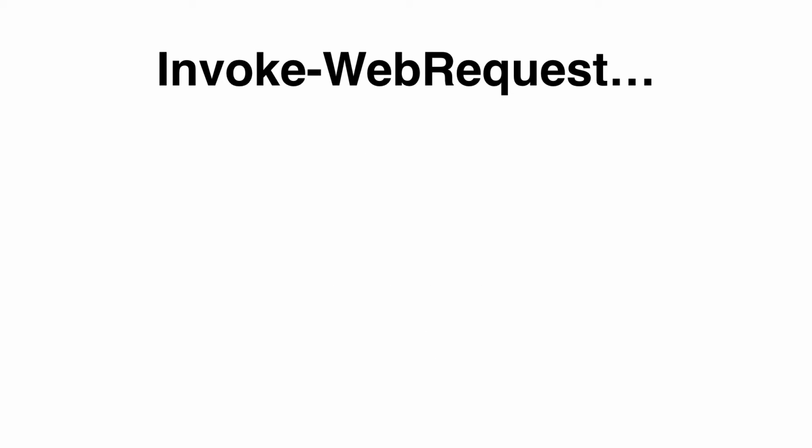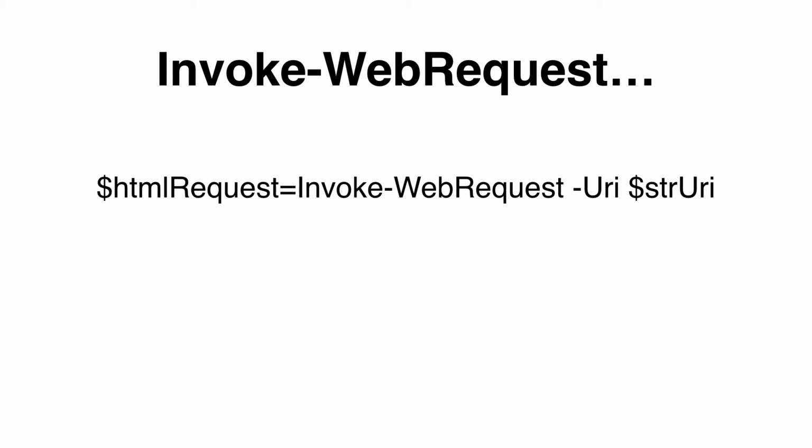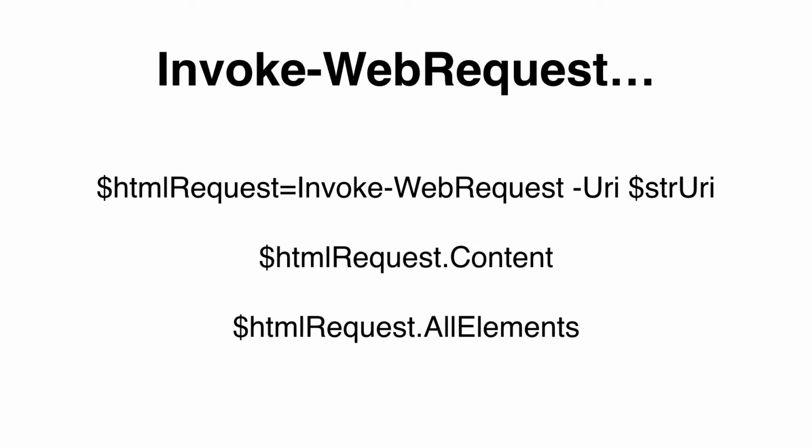Here is an example of how to use Invoke-WebRequest. First, we need to create an object variable from the web request. Then we can use the content property of this variable to display the content of the web page. And we can use the AllElements property to display the HTML as object elements.